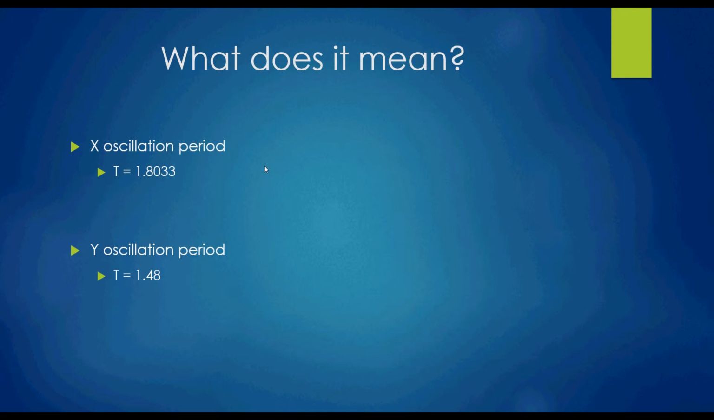What does it mean? Question number 2. The x direction oscillation period I estimated to be about 1.8033 seconds, and I determined this from estimating on Tracker. And for the y oscillation period, through the same methods, I determined it was about 1.48 seconds.